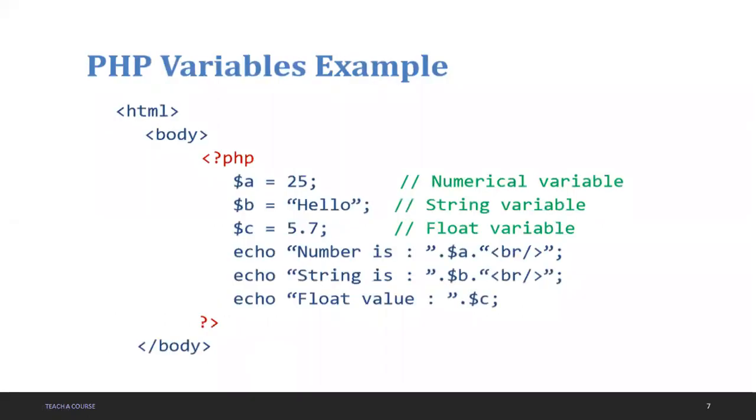Here is one simple example for a PHP variable. Here we have declared A as an integer data type, then we have assigned a string to B, and for C we have assigned a float value. Again, to print those values, we have used a statement called echo.